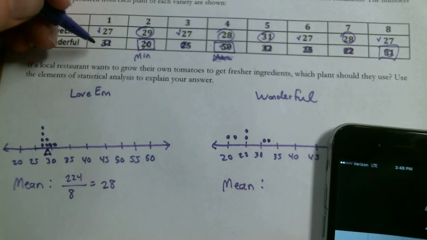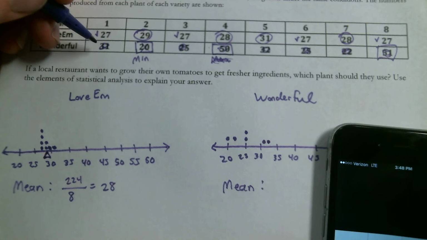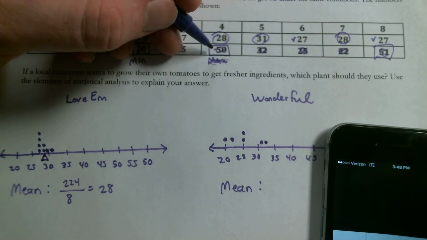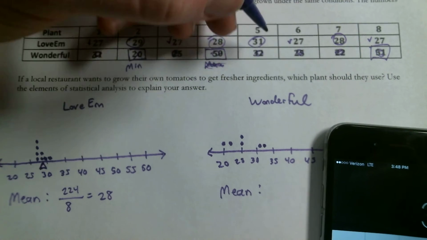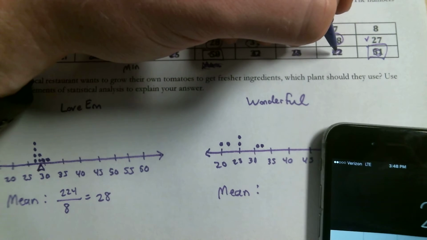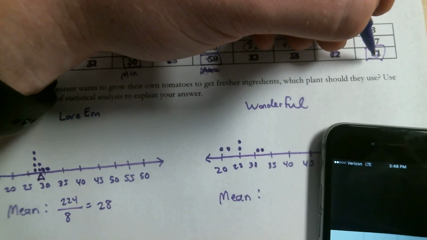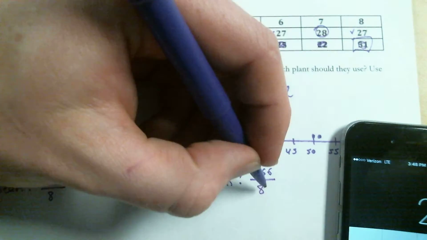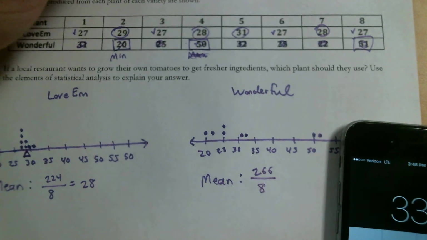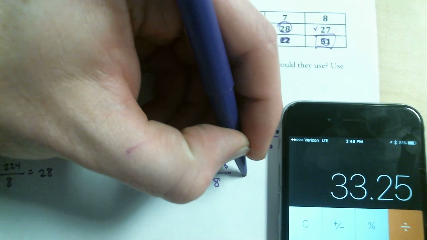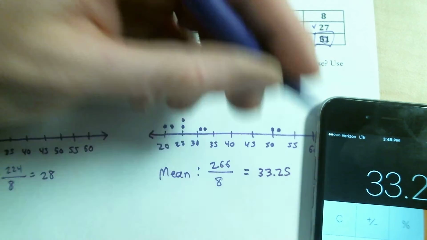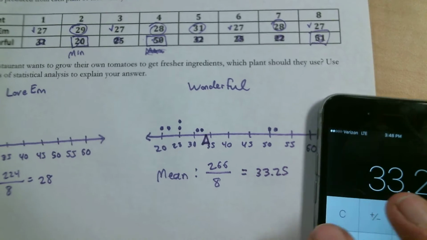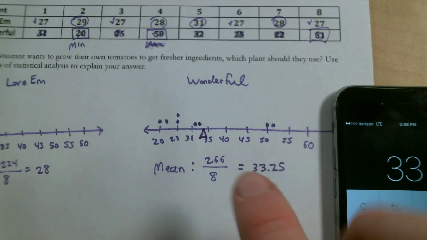Let's find the mean of our other one. Hopefully I can see through my scribbles here. I have 31 plus 20 plus 25 plus 50 plus 32 plus 25 again plus 32 plus 51 at the top end. So this time we have quite a bit more, 266 divided by 8 again. And so our mean for this one would be 33.25. Okay, so let's find that on here. It's going to be about right there, which, given that the data is kind of spread out, looks like a pretty good measure of center.